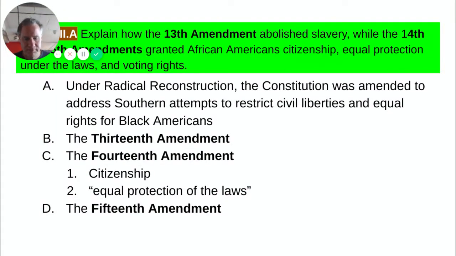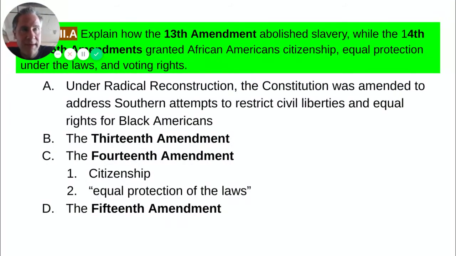The 13th Amendment prohibits slavery in the United States. It just says it does not exist anywhere. And that was put in place because Lincoln's Emancipation Proclamation was only good during the duration of the war. This permanently and forever abolishes slavery in the United States. Shortly after that, the 14th Amendment is passed in response to the Black codes.